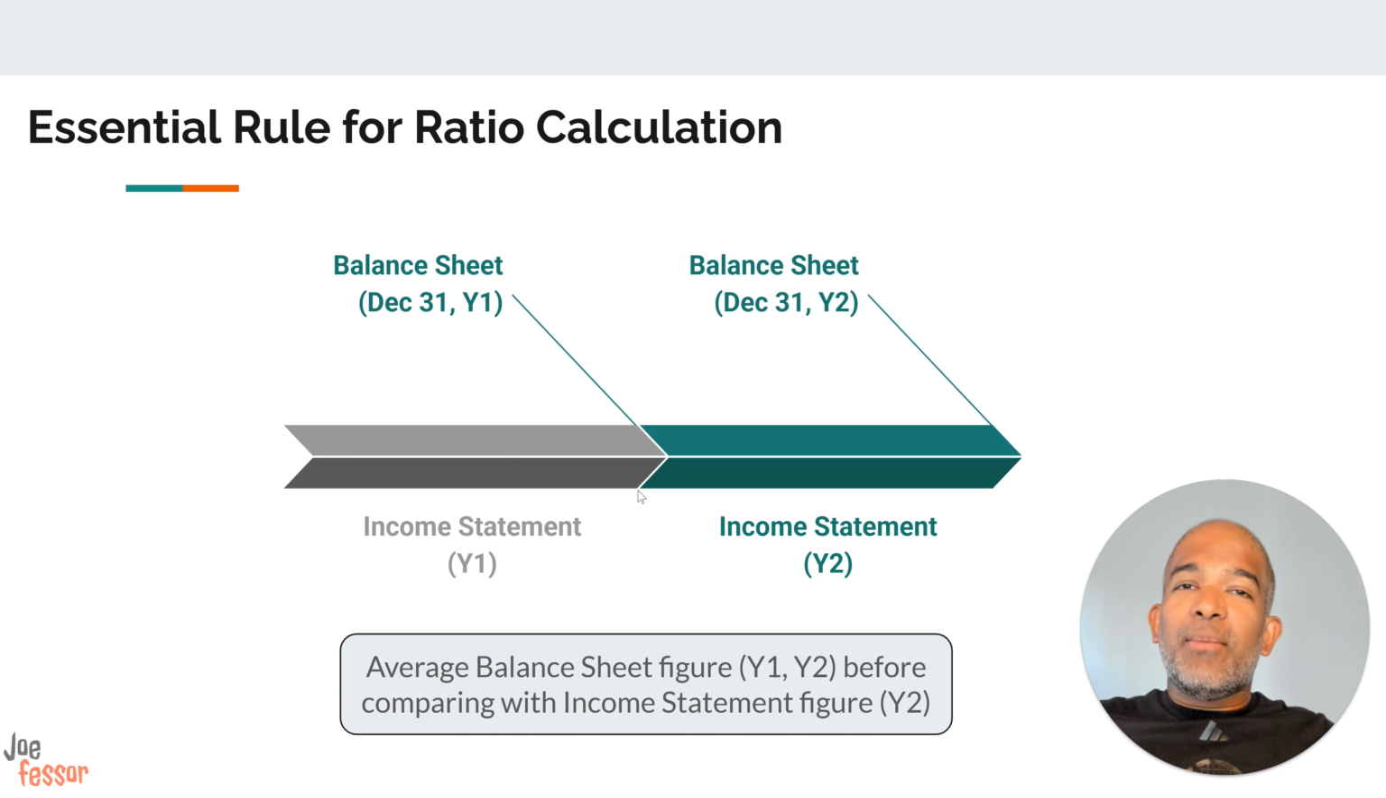While some analysts may use the ending balance as a shortcut, especially if the change is small, using the average is the standard approach for consistency and accuracy. Always check the methodology when reviewing ratios calculated by others.